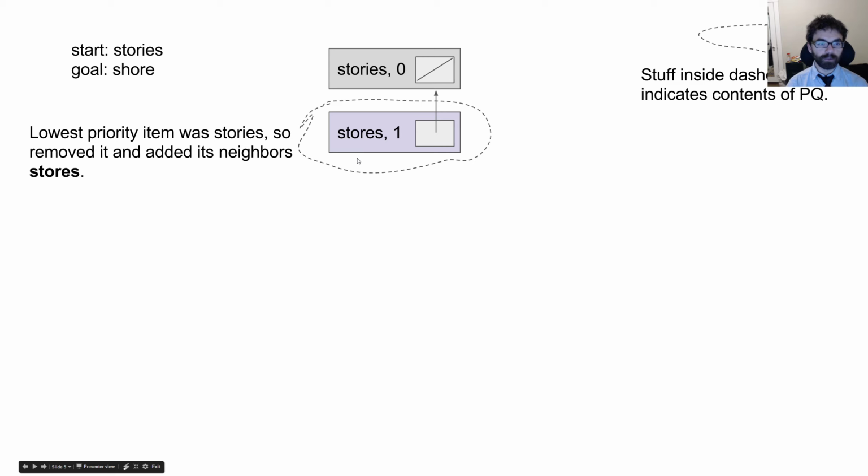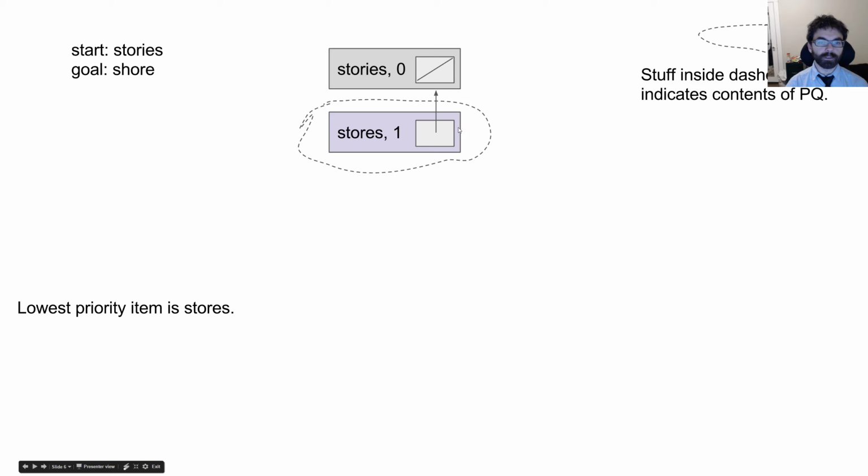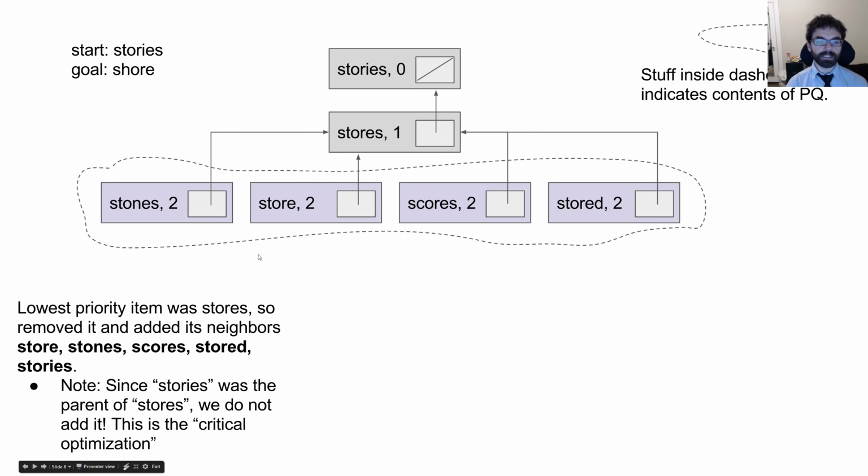Okay, good. So next thing we do is we find the smallest thing in the priority queue. It's stores. In this case, we will delete that item. So we remove it from the priority queue and add all of its neighbors. It has 5 neighbors in English, which are stones, store, scores, stored, and stories.